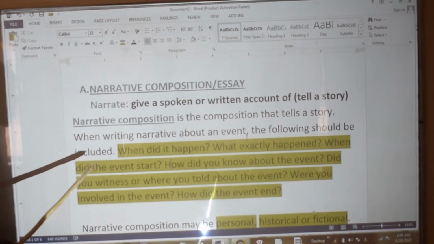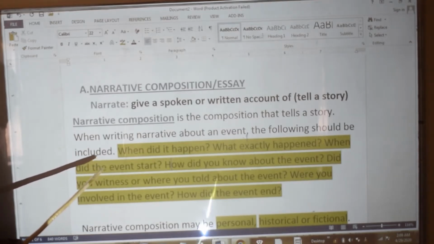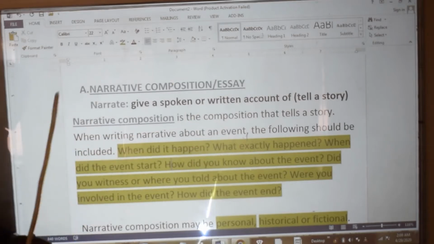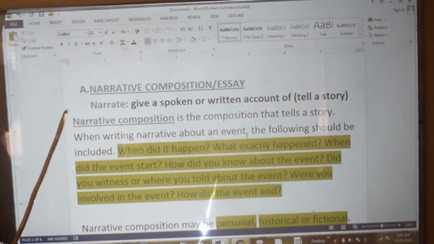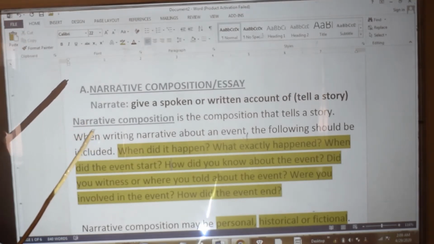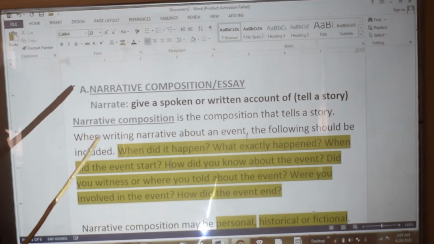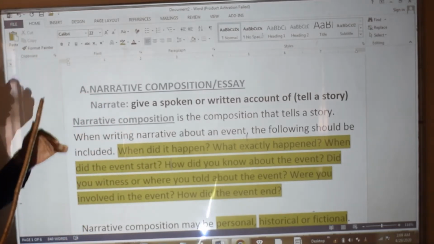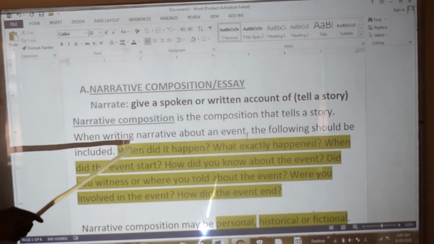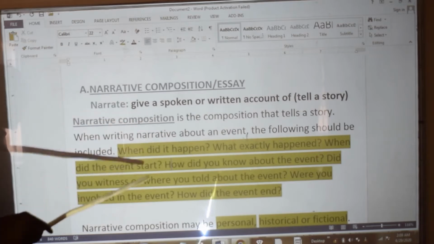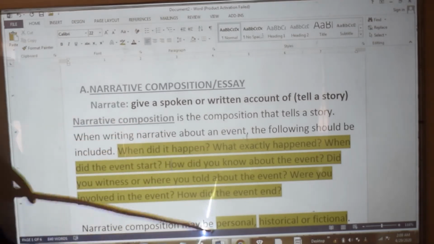If you are able to tell a story, remember the following things. When did it happen? What exactly happened? When did the event start? How did you know about the event? Did you witness it? Were you told about the event? Were you involved in the event? How did the event end? So, this will be the organization of your story. This will include the following things, from when did the story happen to how did the event end.